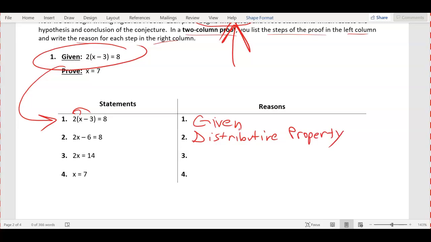Now, from step 2 to step 3, what changed? What went away? Okay, that minus 6 went away. So you want to think, how did they get rid of a minus 6? What's the opposite? Yeah, adding 6 on both sides, right? And doesn't that make sense? The 8 plus 6 on the right side makes 14 for step 3. Works out. So since I added on both sides, what's my reasoning here? Addition. Addition property. Okay.